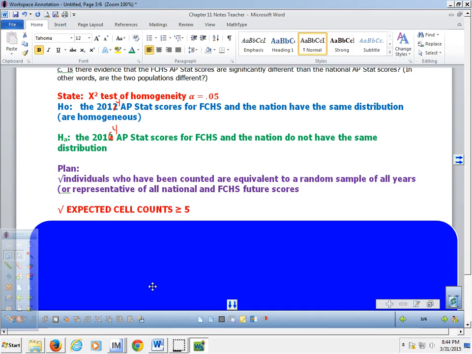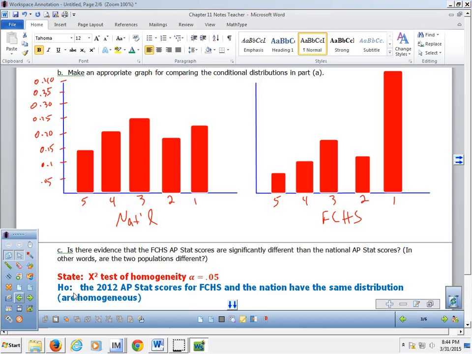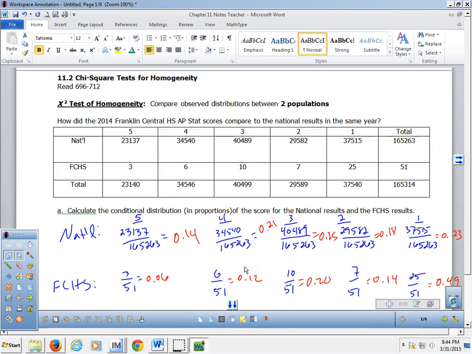What we want to do is we want to come up with how many, if the two distributions were the same, how many 5s, 4s, 3s, 2s, 1s would we expect from the national and the FCHS group? Let's go back to our table for a second and talk about how we might get that. Okay?